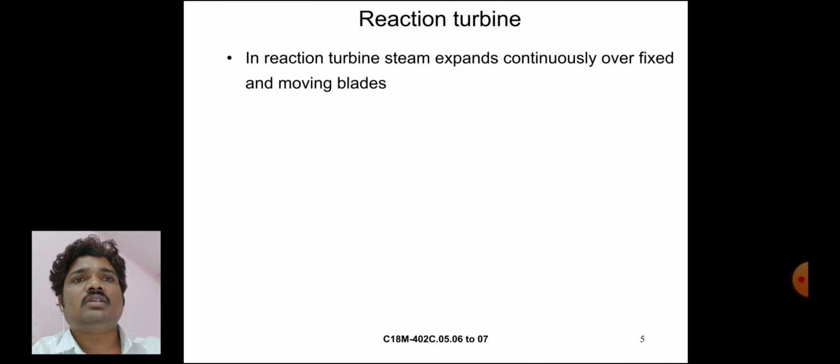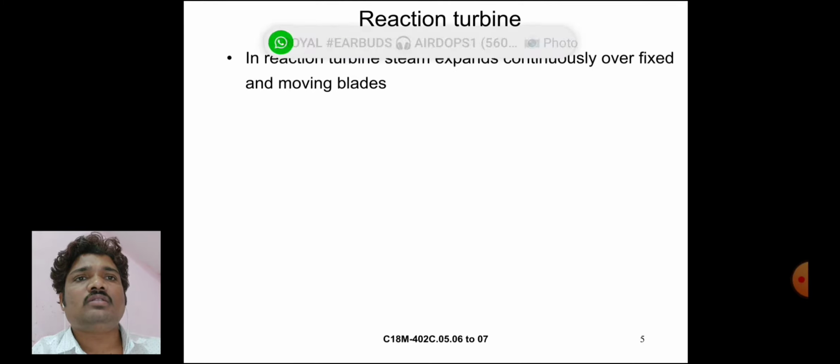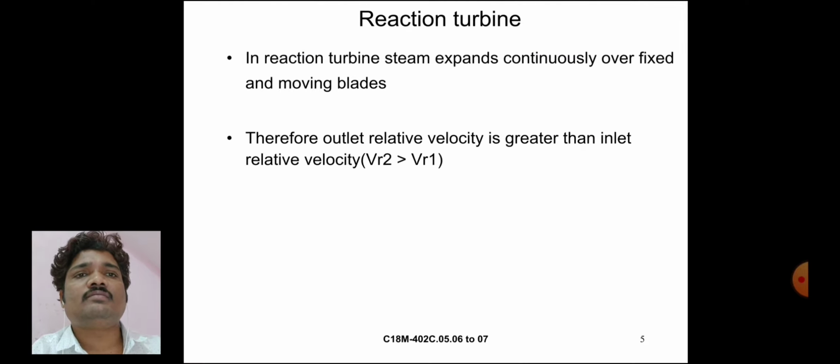Reaction turbine. In a reaction turbine, steam expands continuously over fixed and moving blades. Therefore, outlet relative velocity is greater than inlet relative velocity, VR2 greater than VR1.